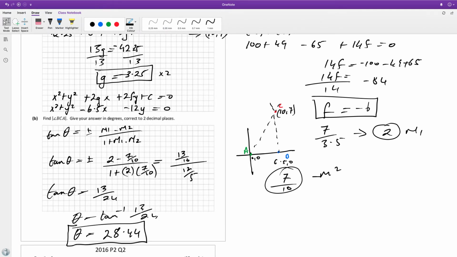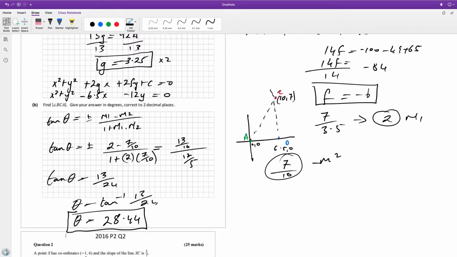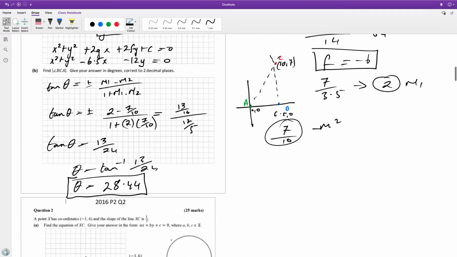You all happy with that? Good stuff. Right, so that could come up in geometry line or geometry circle. The two of them are very much stuck in together, all right? So these two are very much stuck together.